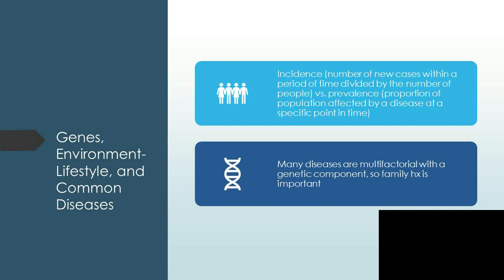Okay, incidence. This is the number of new cases within a period of time divided by the number of people. That is different from prevalence, which is just the proportion of a population affected by disease at a specific point in time. Many diseases are multifactorial with a genetic component. So as we know, as healthcare providers, getting a family history is very important.